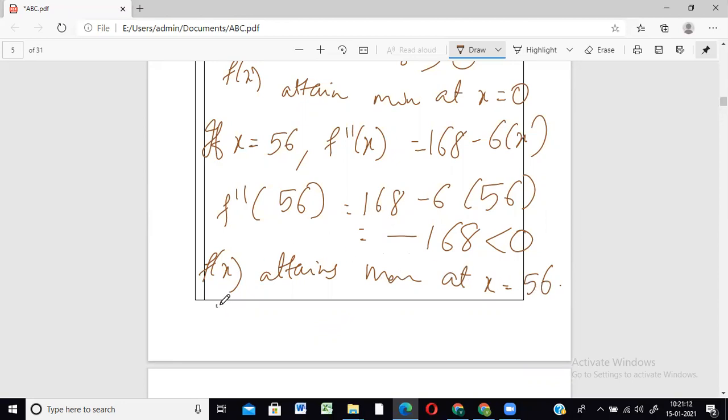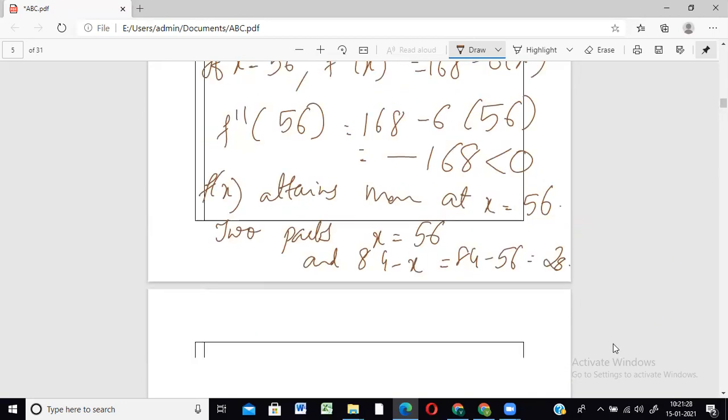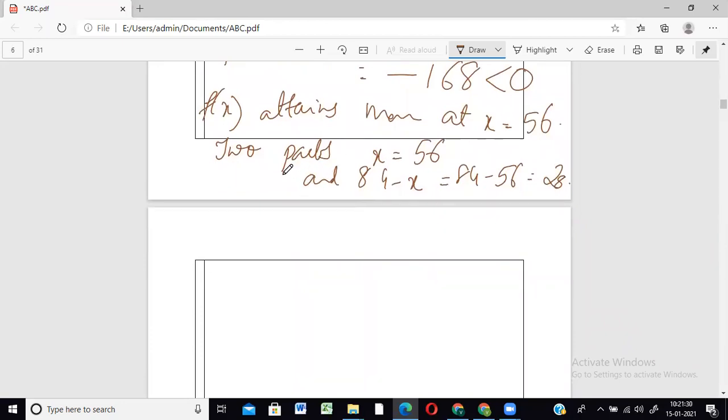So what will be the two parts now? The two parts will be x equal to 56, and what was the other part? The other part was 84 minus x, right? So that will be 84 minus 56, which is equal to 28. So these are the two parts. So you can write the final answer: the two parts are 56 and 28.